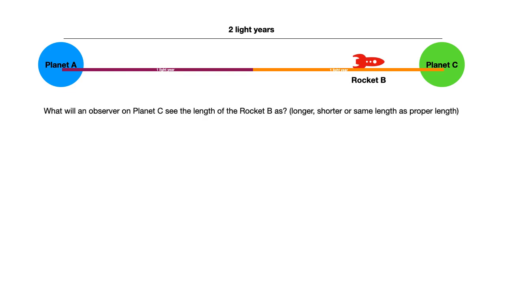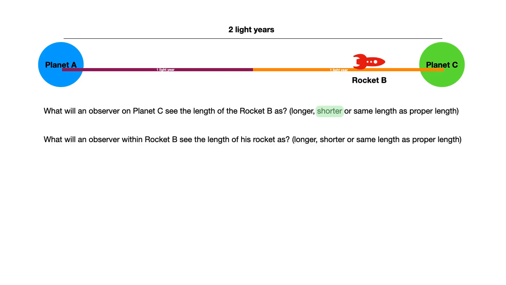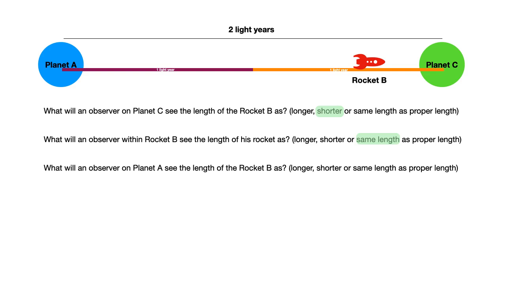So I'm going to pose a few questions. What will the observer on planet C see as the length of the rocket ship be? As it moves toward it, because we know that it is moving relative to it, its length as observed by the observer on planet C will be shorter. If we're looking at an observer which is actually within the rocket, relative to them, the rocket is not moving. So what would be the length of the rocket as observed by the observer within the rocket? Well, it's going to be the same length as it always was, the same length as the proper length. If there is an observer on planet A and they're observing the rocket as it moves away from it toward planet C, well, relative to planet A, the rocket is moving, so its length will be appearing shorter.